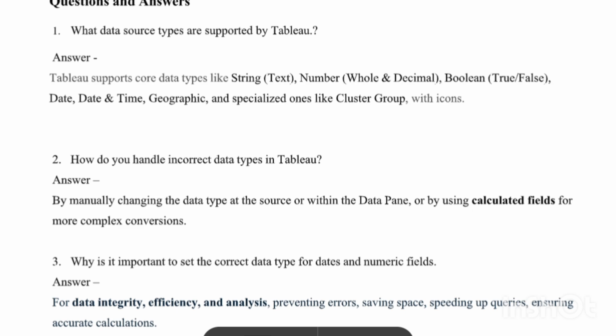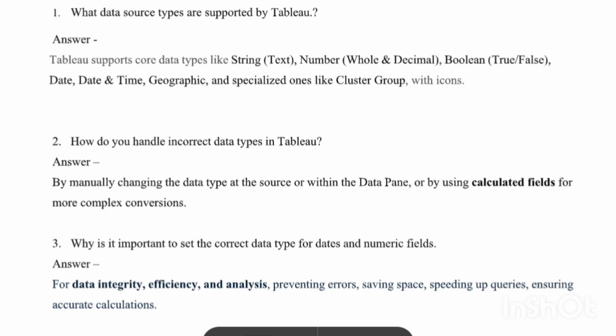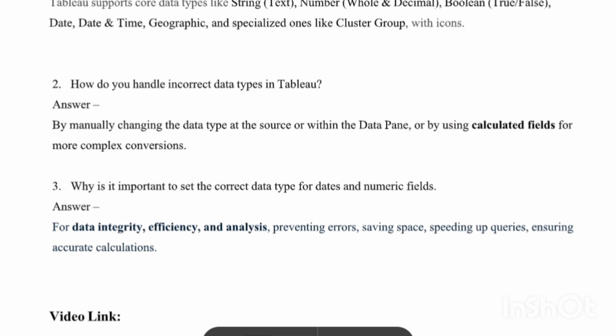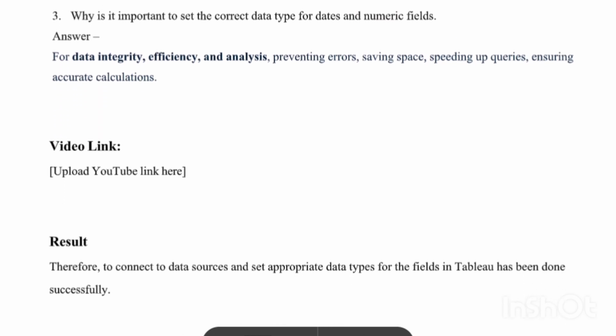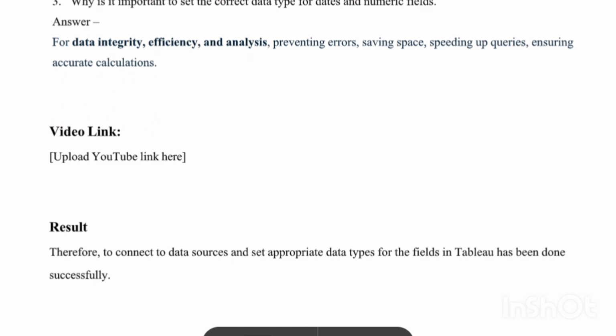I will summarize experiment 1 in a few words. I connected a dataset to Tableau, observed how Tableau assigned data types automatically, identified incorrect types and corrected them. This process is essential for accurate analysis because the type of each field determines how Tableau interprets and visualizes the data. Overall, this experiment taught me that proper data preparation, including setting correct data types, is the foundation for meaningful and accurate data visualization in Tableau.